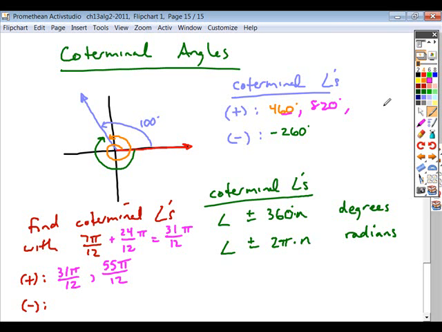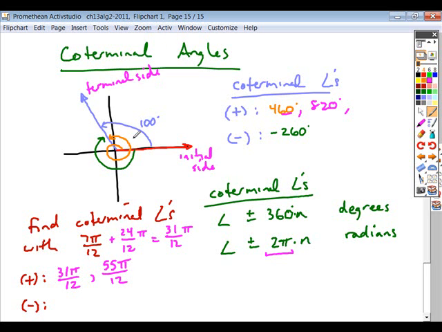Saber, did you have a question? Well, what if that number wasn't 2 pi? Let's say it was 3 pi. No, this is always going to be some multiple of 2 pi, because that's a full rotation around the circle. In order to find coterminal angles, again, those are angles that have the same initial side here and the same terminal side.